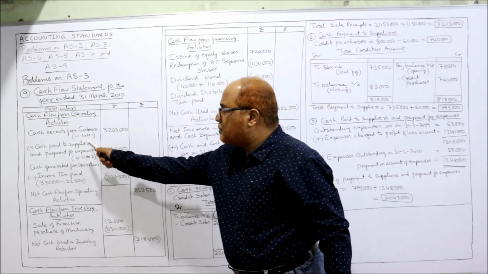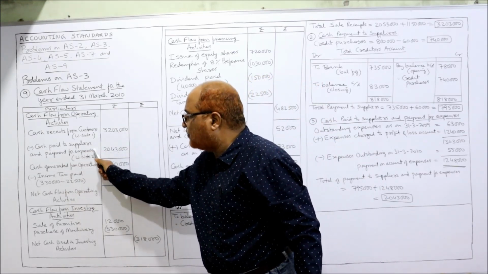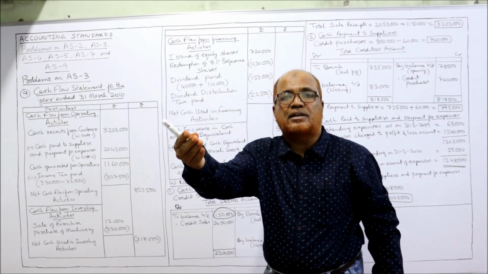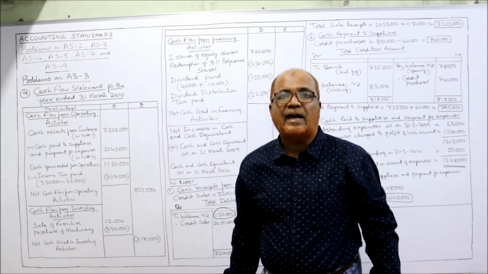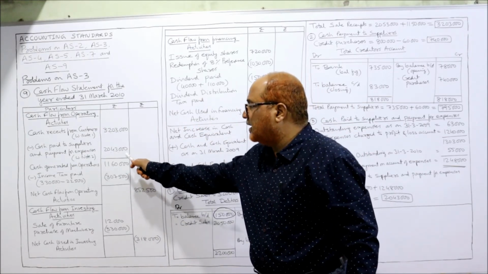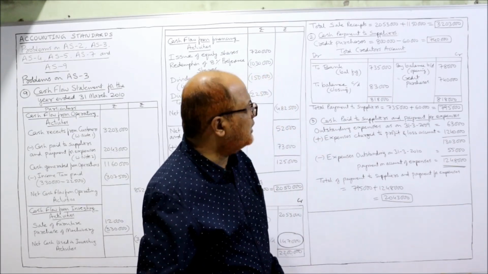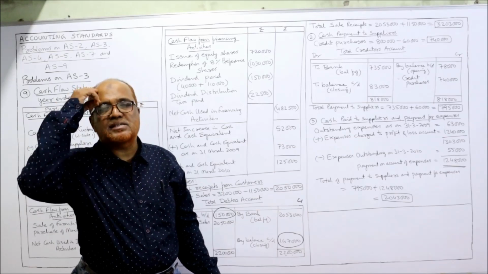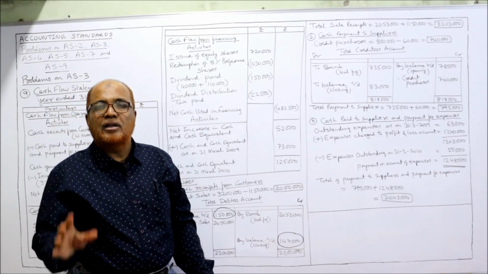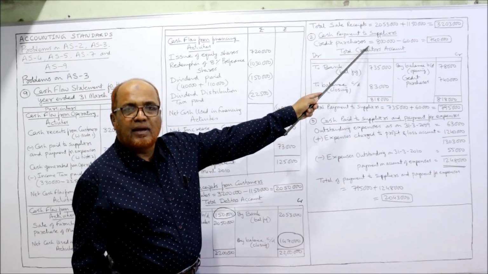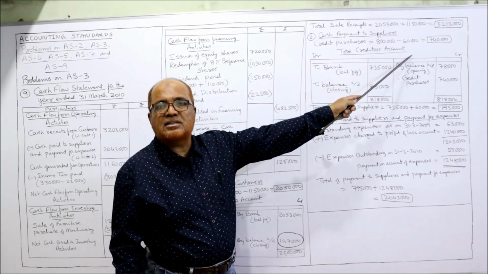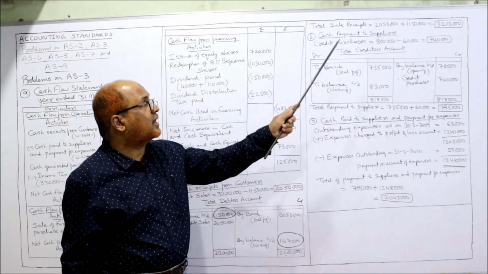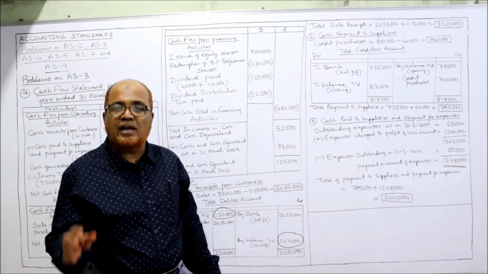Similarly, cash paid to suppliers and payment for expenses. Two items we are including: cash paid to suppliers, creditors, and also payment of expenses. This will be calculated in working note number 2. Now carefully you see, cash payment to suppliers. First of all, total purchases are given and cash purchases are given. The total purchases are 8 lakh and the cash purchases are 60,000. So 8 lakh minus 60,000, 7 lakh 40,000 is the credit purchases.